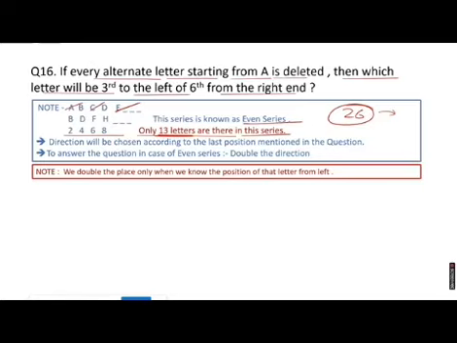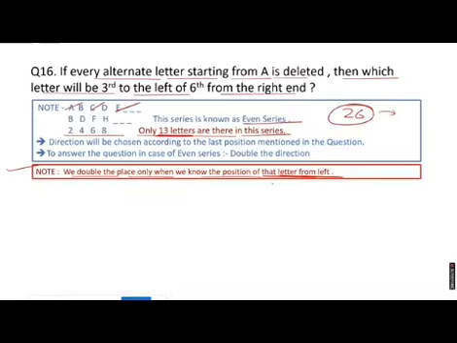For answering this question, we need to know that we double the place only when we know the position of the letter from the left. Whenever you have to double the place, you have to find the value from the left direction only. And if your answer is coming from the right direction, you have to convert the direction to left, and after that you can double the value and you will get your answer.